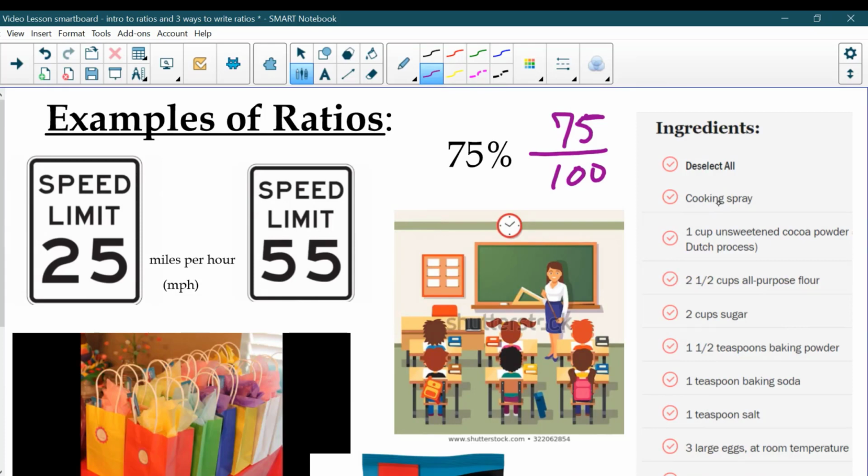Recipes. Anytime you're cooking anything, all of these are ratios. It's comparing, let's say, for example, how many cups of sugar you would use to how many cups of flour. So this ratio would be, well, for every 2 cups of sugar, you would use 2.5 cups of flour for this particular recipe.